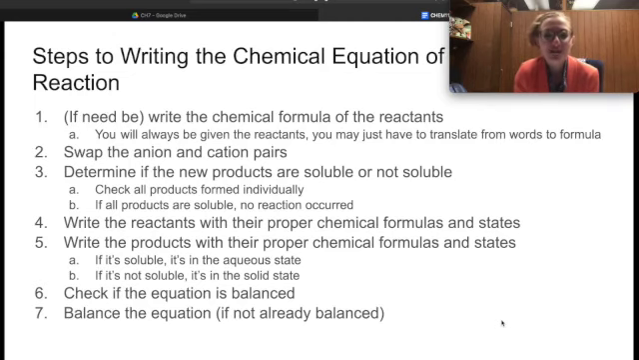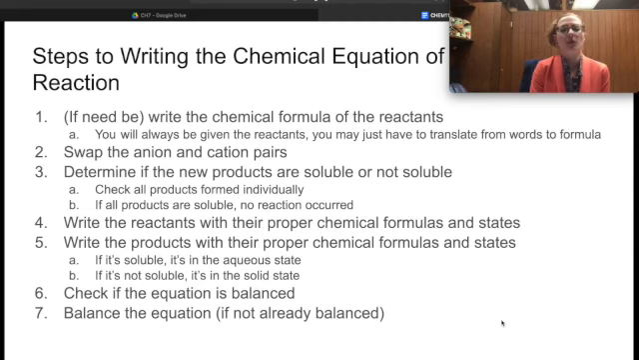Okay, so we're going to go ahead and talk just a little bit more formally about some steps to take to write the chemical equation of the precipitation reaction. However, it's basically what I just took you through, just again in a more formal manner. So, you'll always be given the reactants. However, hypothetically, if need be, you may have to translate them from words to formula.